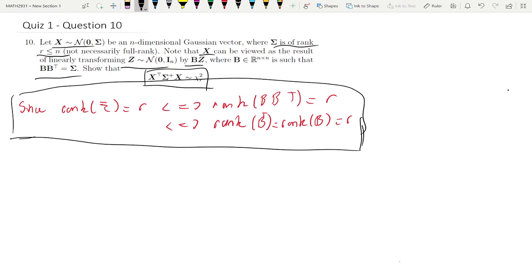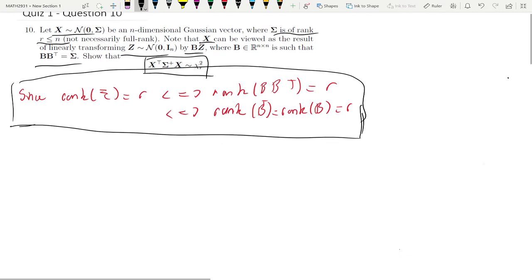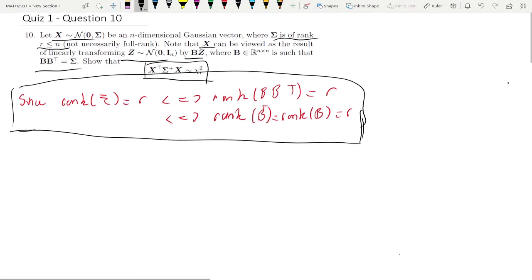It's the fact that the rank of this matrix over here is actually the same as the rank of the individual matrices because it's in a special form. The form is the fact that it's a matrix transposed times by itself. This is just a linear algebra result. I don't think you need to prove this, so we'll just be using that.